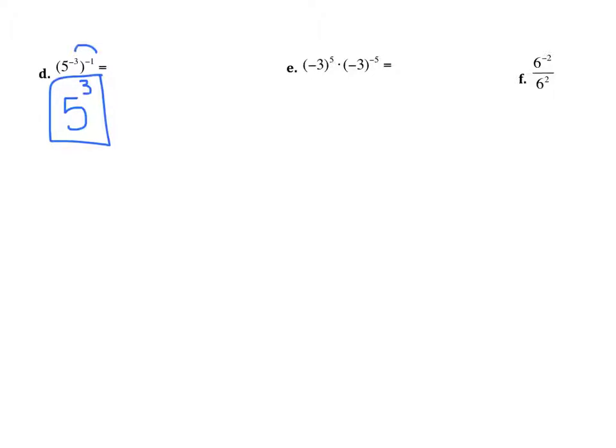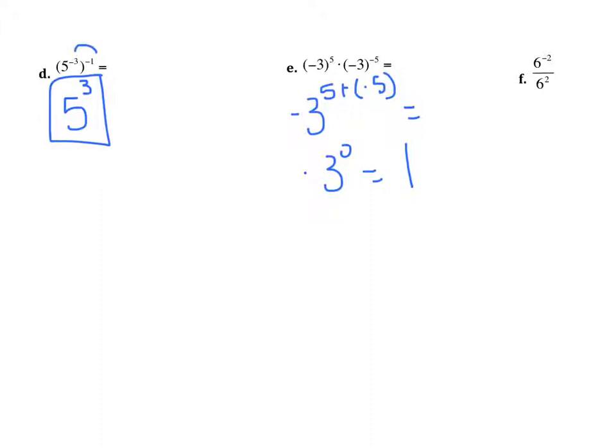Alright, the next one. I have negative 3 to the fifth power times negative 3 to the negative fifth power. Well, again, we have the same base, so I'm going to have a negative 3 to the fifth power, and I'm going to then add my negative 5. Okay, that's going to give me a negative 3 to the 0 power, and any number to the 0 power is going to be equal to 1.